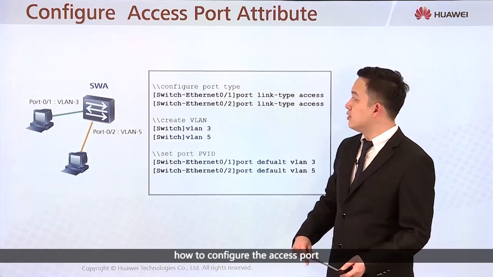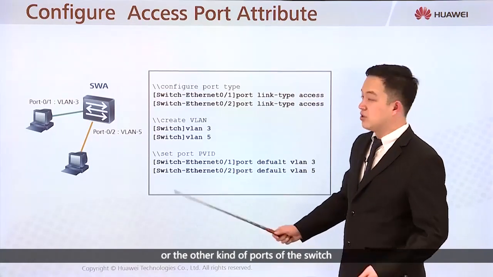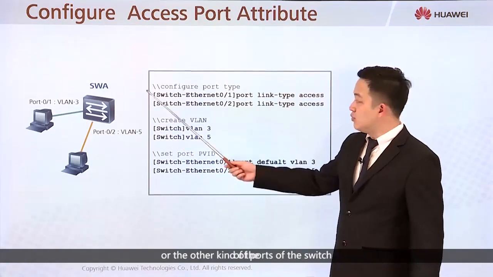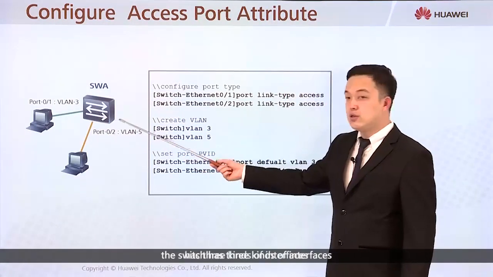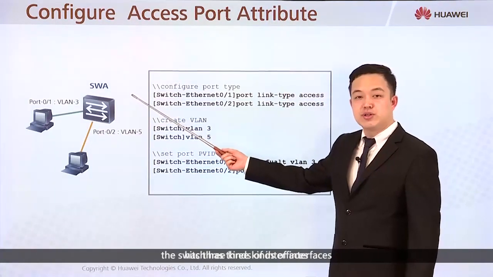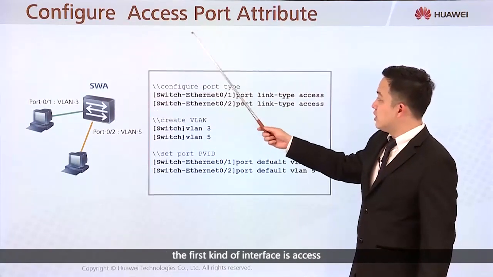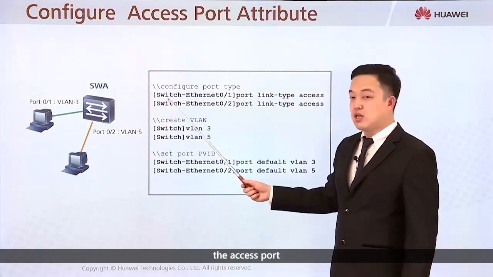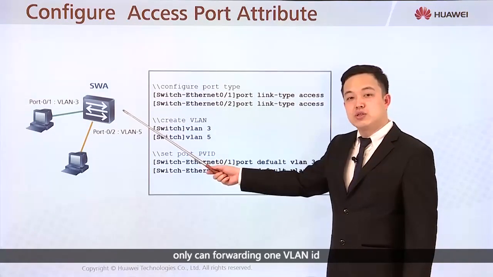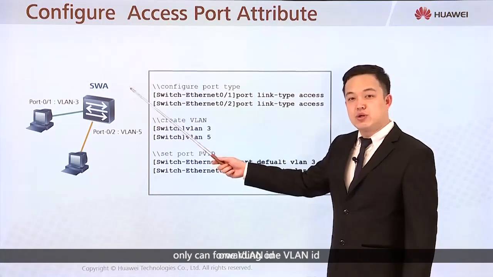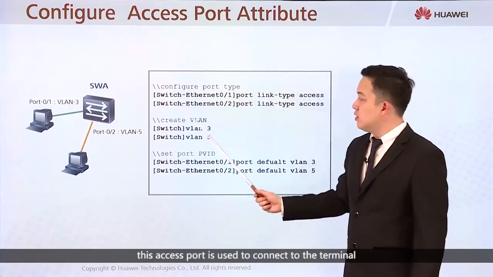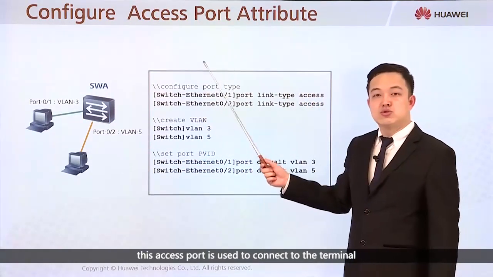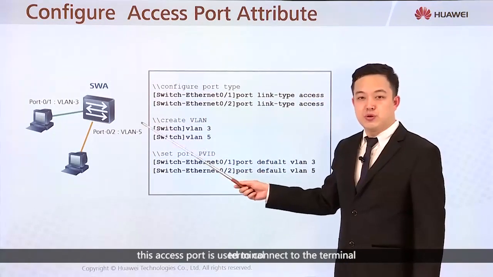How do we configure the access port or the other kinds of port on the switch? The switch has three kinds of interface. The first kind of interface is access. The access port can only forward one VLAN ID, allowing it to pass this interface. This access port is used to connect to the terminal.